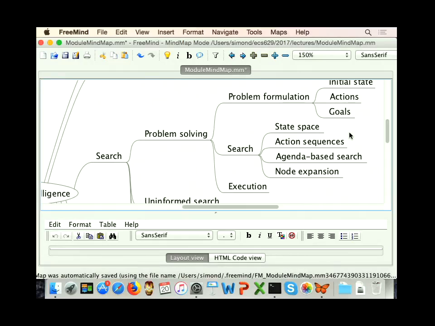So the state space, strictly, is just the set of states that you can get to, given your actions and legal states. So then, what we looked at was generating sequences of actions that take us to our goal, and the way we do that is with agenda-based search.